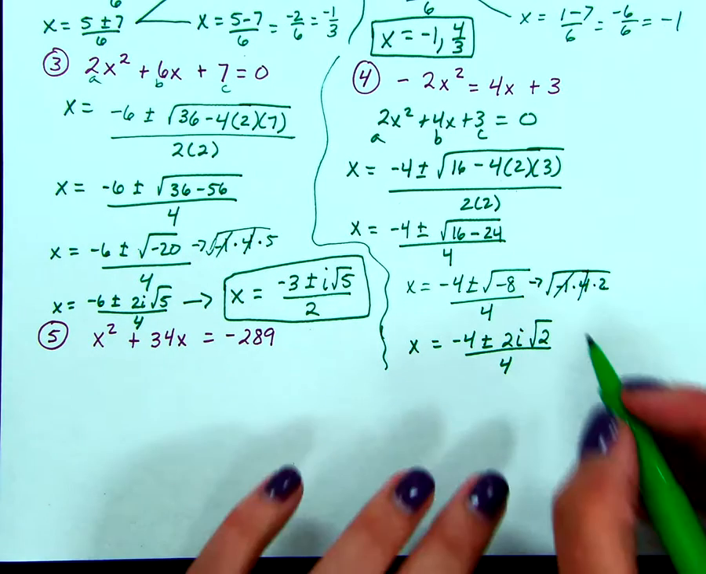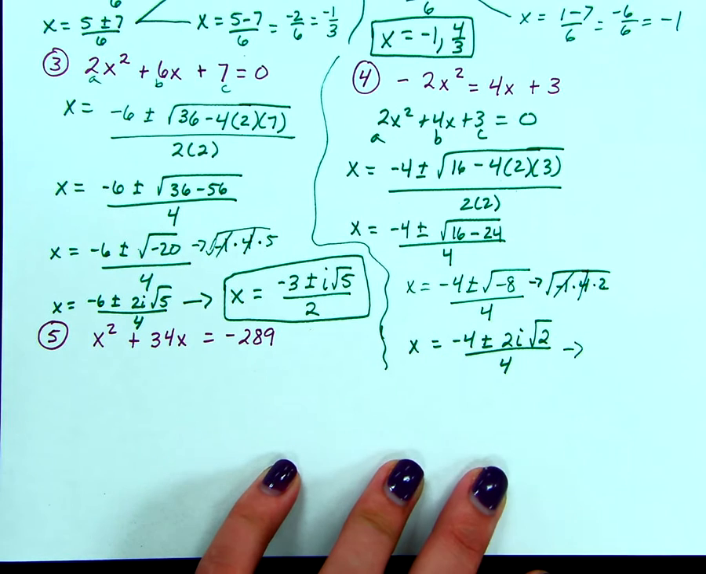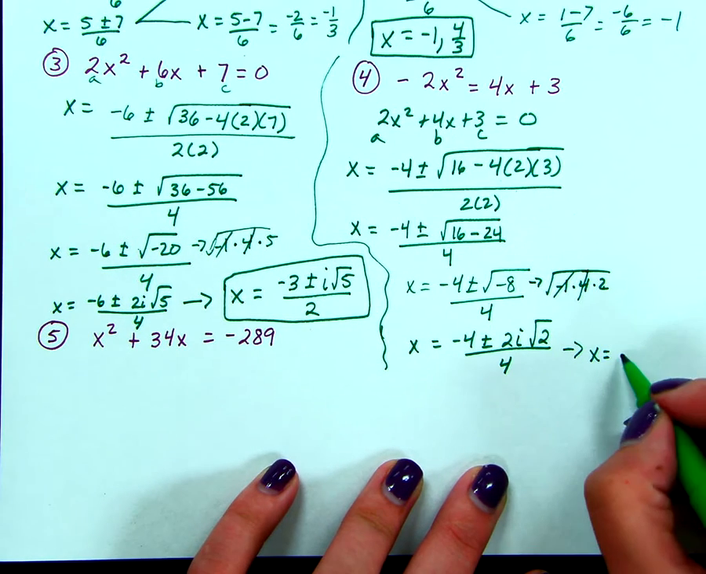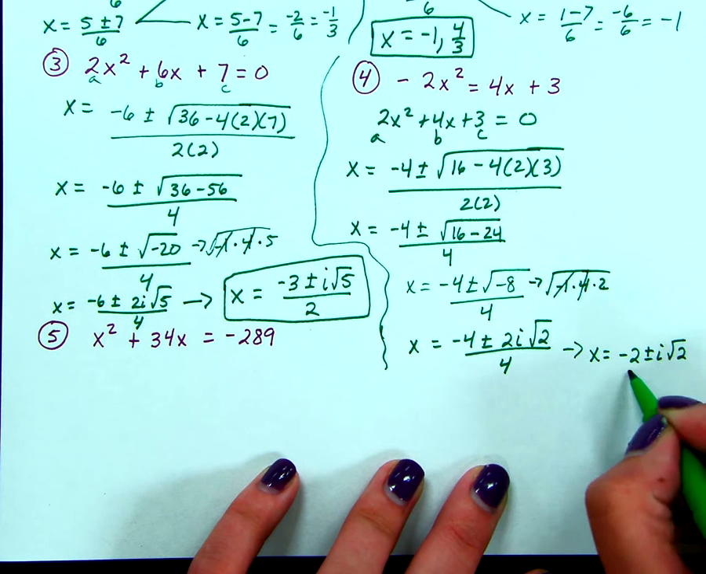And then again, our last step is to decide if the numbers outside of the radical are all divisible by the same thing. So negative 4, 2, and 4 can all be divided by 2. So my final simplified answer will be x equals negative 2 plus or minus i square root of 2 divided by 2.